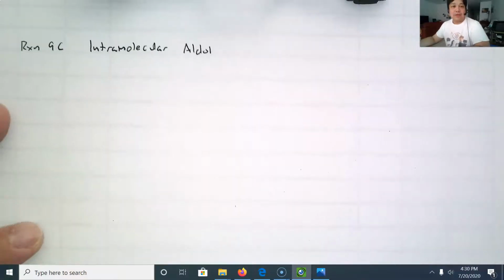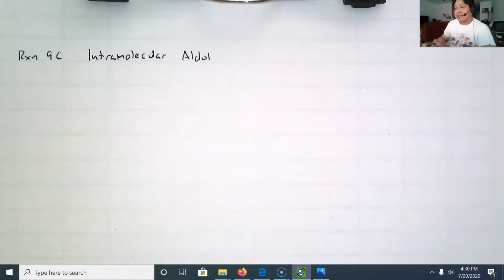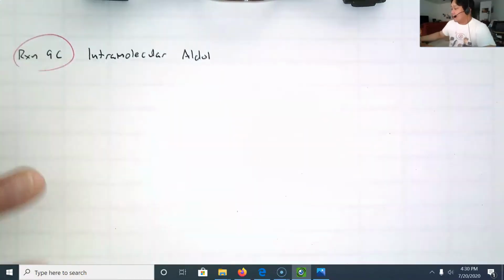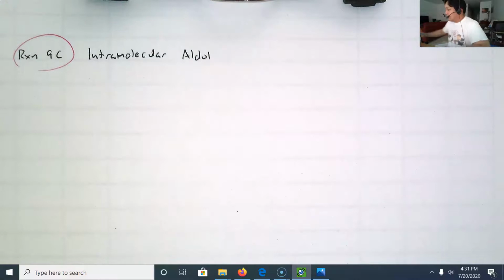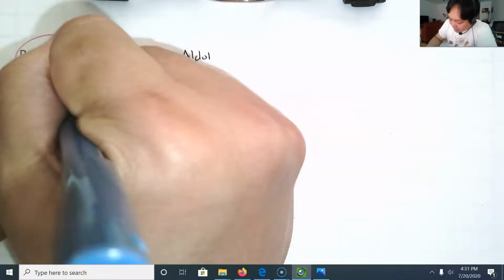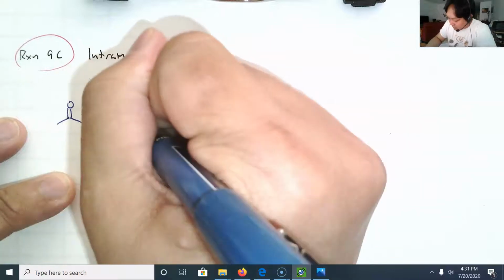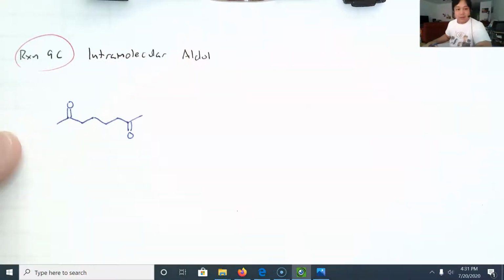Intra meaning within the same molecule. Like interstate is a road between states. I don't think there's such a thing as intrastate, but intracellular, within the same cell. Intramolecular, within the same molecule. Take a look at how different the starting material looks. I'll give us a diketone. Interesting.